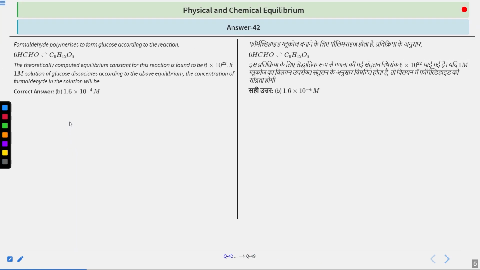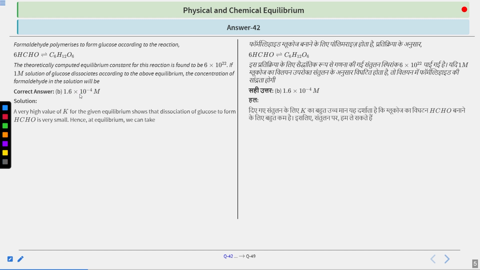For those who have solved it, the correct answer is B, which is 1.6 into 10 to the power minus 4 molar. Solution says that a very high value of K for the given equilibrium shows that the dissociation to form HCHO will be very small. Hence, at equilibrium, we can take the concentration of C6H12O6 almost as 1 molar.